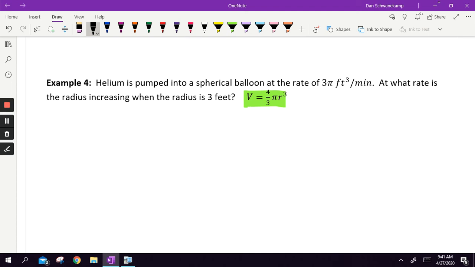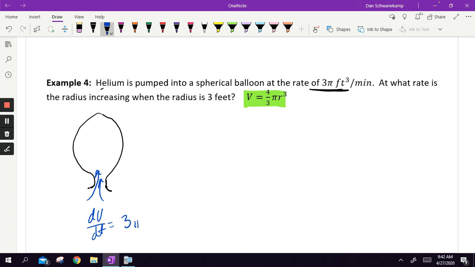Helium is pumped into a spherical balloon at this rate. And so helium is pumped in. I'm going to draw a picture. Oh, yeah. You're jealous of my amazing balloon skills. There's my balloon. I'm taking helium and I am pumping it in. All right. So we're pumping in the helium. That is the change in volume over time because I'm adding an amount to something here. It's changing the volume. So dV/dt is going to be 3 pi. That is going to be positive because I'm increasing.